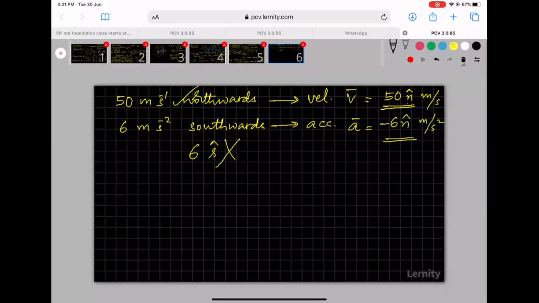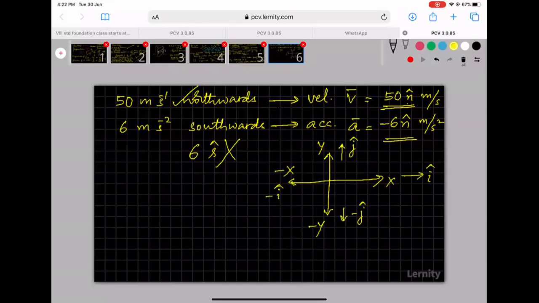Look at the advantage of this. You don't have to name south again. Similarly, if you name eastwards as e cap, westwards would become minus e cap. In a Cartesian coordinate system, this is the x-axis, this is the y-axis. If you name this direction i cap and this direction j cap, then automatically negative y gets the name minus j cap, negative x gets the name minus i cap. Anything in the positive x direction can be written as i cap. Anything in the positive y direction can be written as j cap.